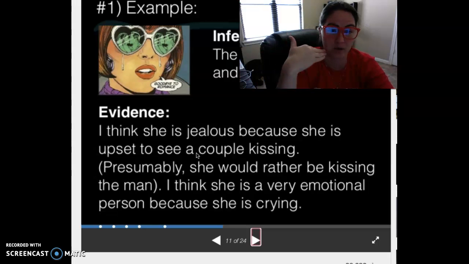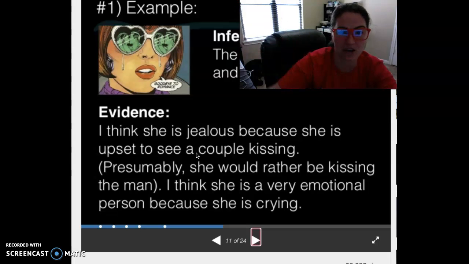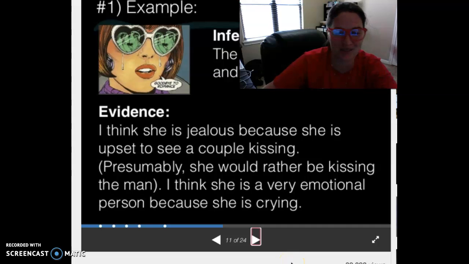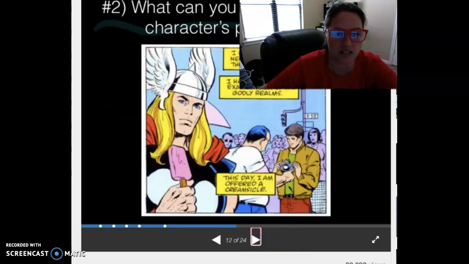So if she's having an emotional reaction, I'm guessing that there's some type of connection there that's making her emotional or maybe jealous. Now remember, there's not really a right or wrong. That could be nothing. That could be completely not what the author was going for, but it's what I inferred based on my experiences and the evidence that I was given. So yours may have been different. All right, let's try another one.